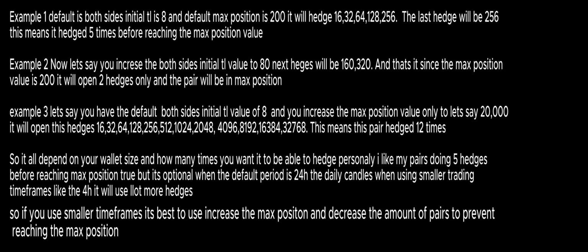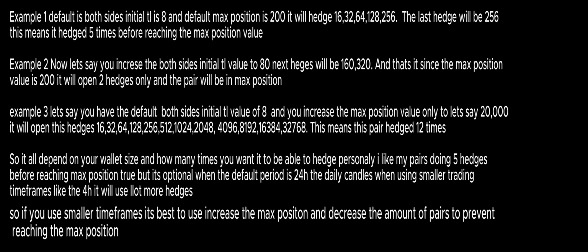Now, example 2, let's say you increase the both sides initial trading limit to 80, it will hedge twice before reaching the 200 value, which is not good because it's only twice that it'll hedge. Now, example 3, I like it.